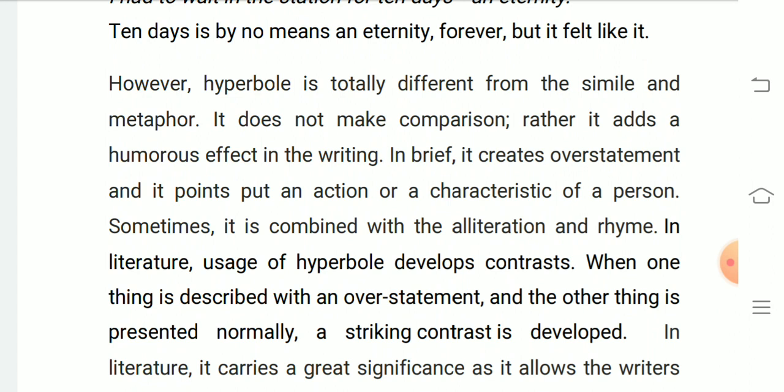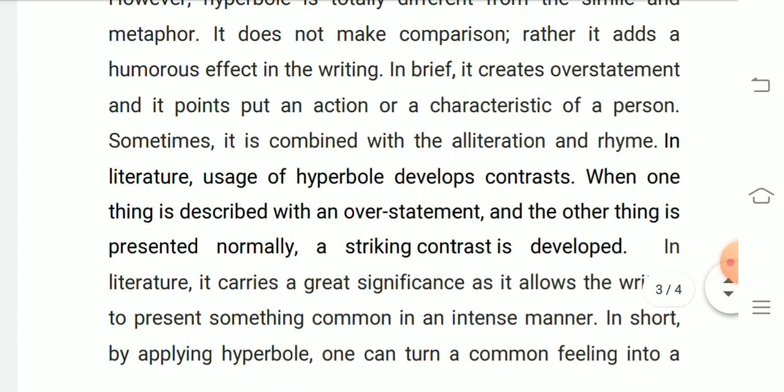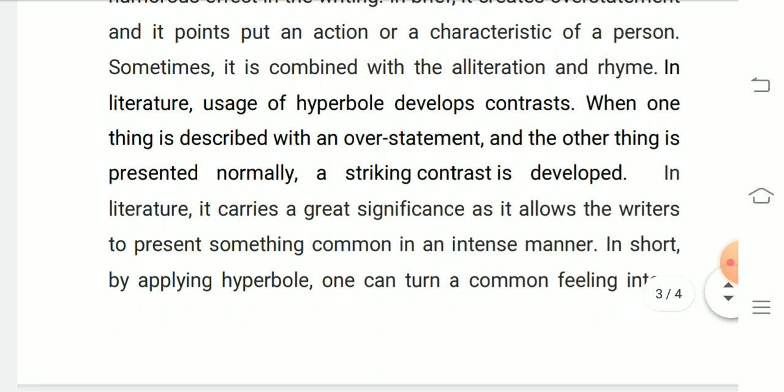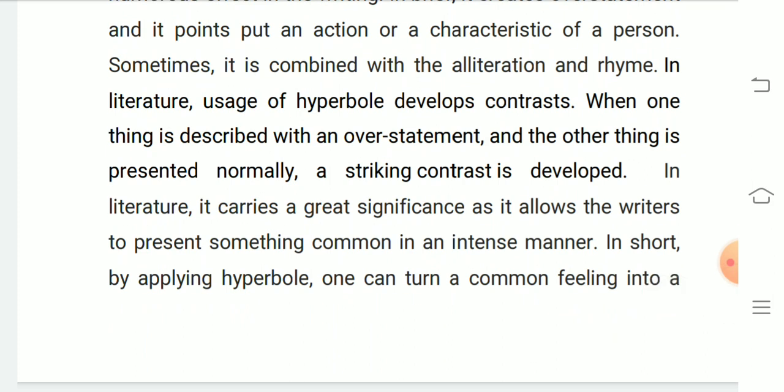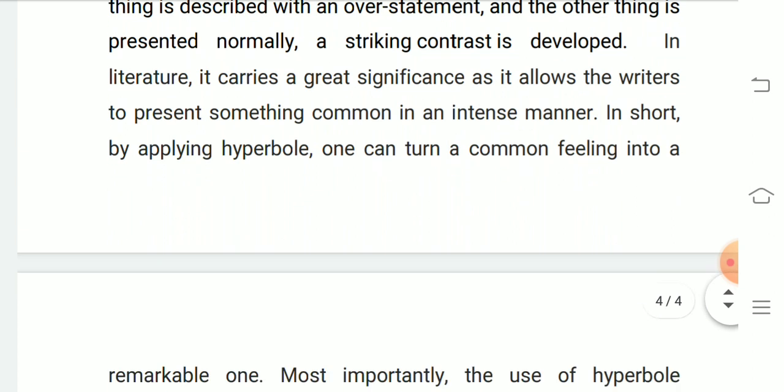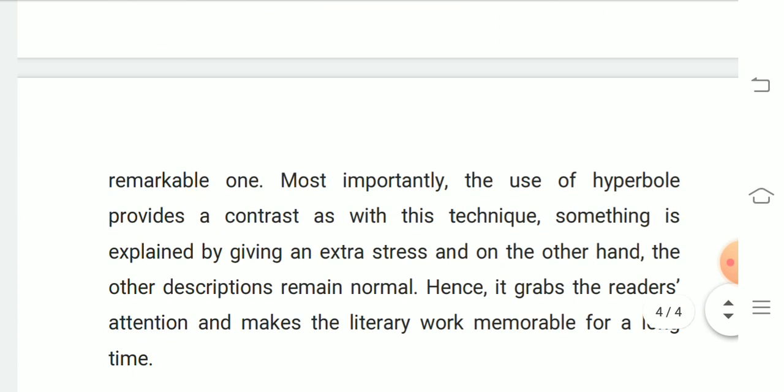In literature, the usage of hyperbole develops contrast. When one thing is described with an overstatement and another thing is presented normally, a striking contrast is developed. In literature, it carries great significance as it allows writers to present something common in an intense manner. In short, by applying hyperbole, one can turn a common feeling into a remarkable one.